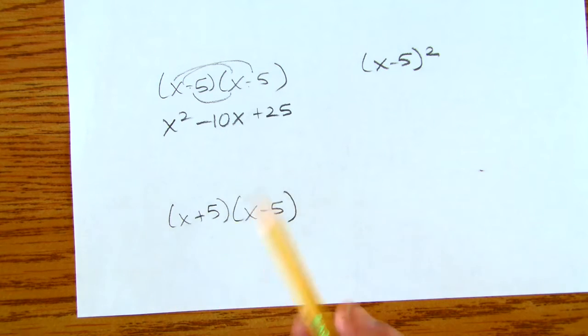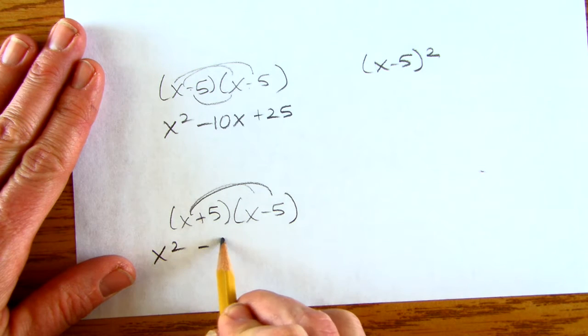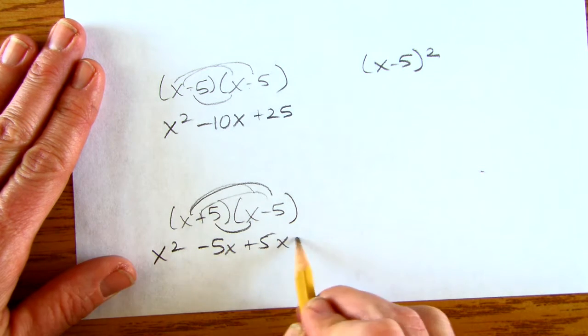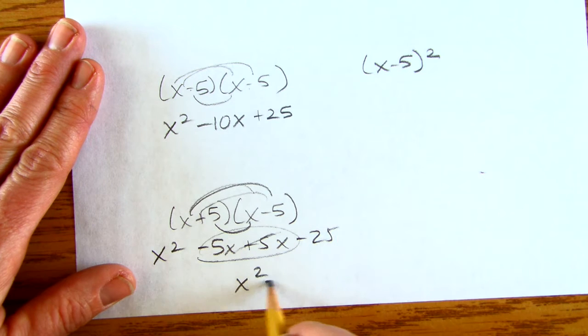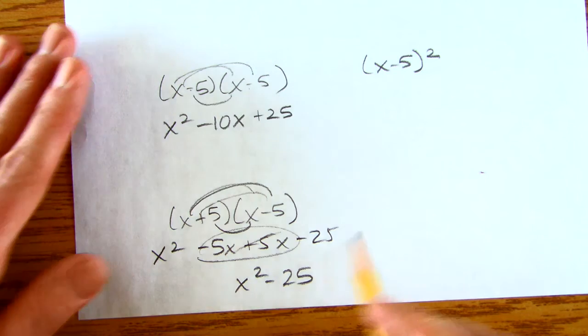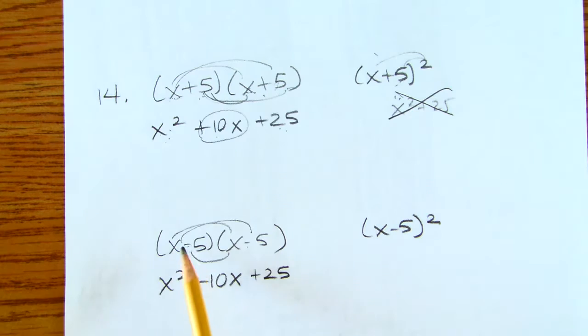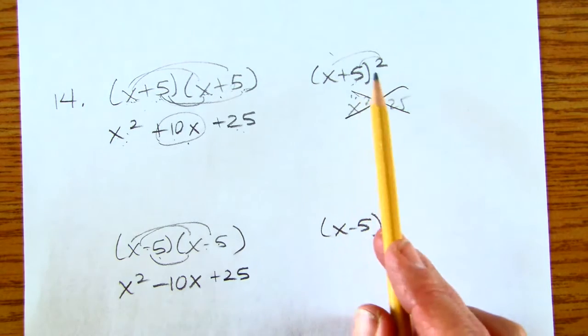What happens if they are opposites? x times x, x squared. Now my outer term is negative 5x, my inner term is positive 5x, and my last term is negative 5. Now these two cancel each other out, and that's the only time that you end up with that middle term missing, is if these two terms are opposite. If they're the same, you'll always get a middle term. So that's why you can't just square the x and can't just square the 5.